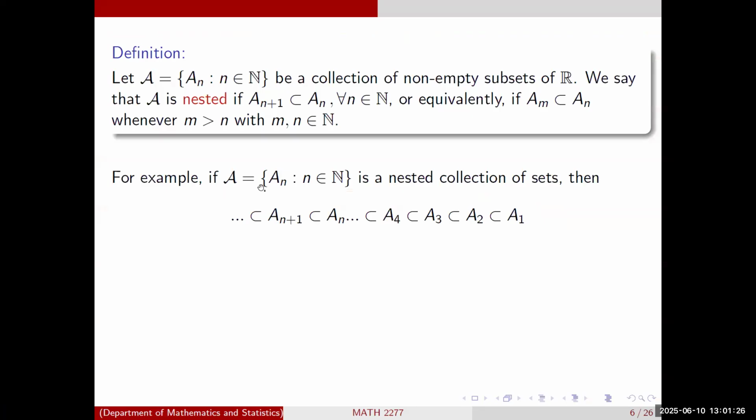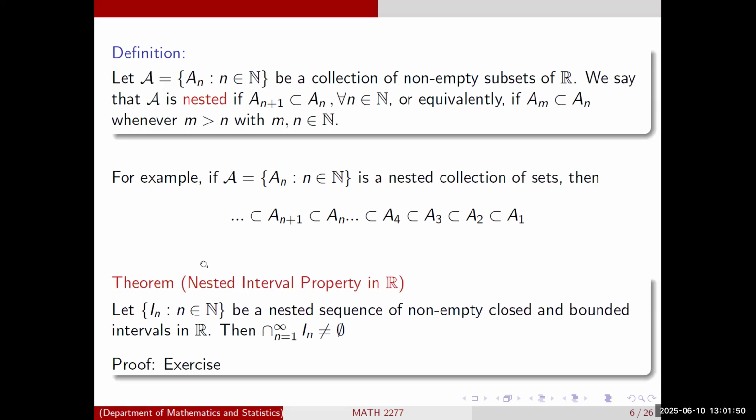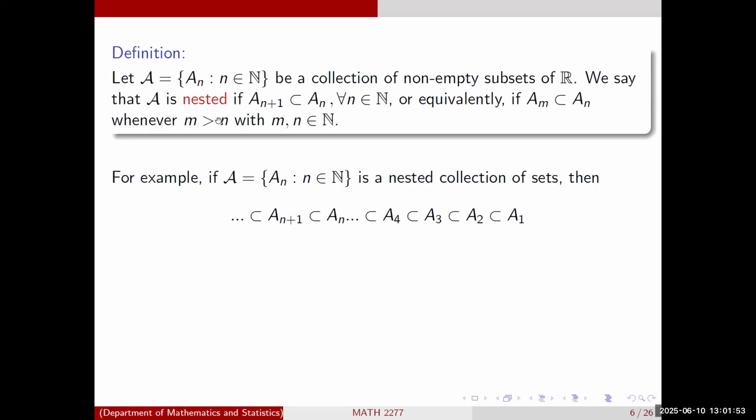So for example, if A is a nested collection of sets, then we have this relationship. The n+1 set is contained in the n set, and we get this chain all the way down. A4 is contained in A3, A3 is contained in A2, A2 is contained in A1. So A1 is the largest set. Everything is contained in A1, and the sets are just decreasing. So this is a nested collection of sets A.